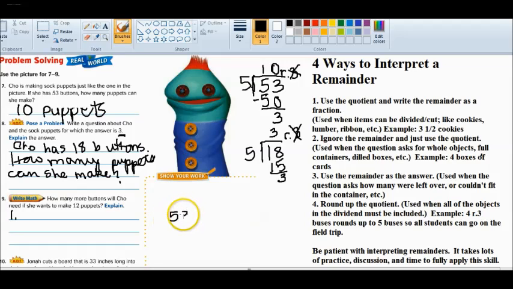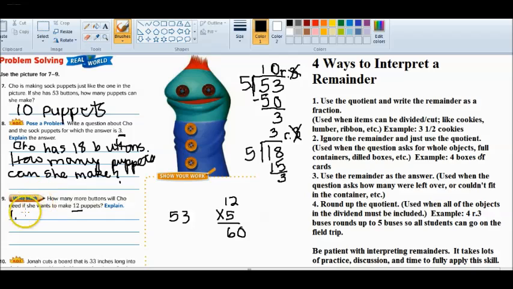She'll need more buttons to make 12 puppets, but right now we don't know how many. First of all, we have to figure out how many buttons she would need for 12 puppets. To make 12 complete puppets, we ask the question, 5 times 12. If you know your 5's times table, you don't have to do it as double-digit multiplication. You know 5 times 12 is 60. She would need a total of 60 buttons to make 12 puppets.